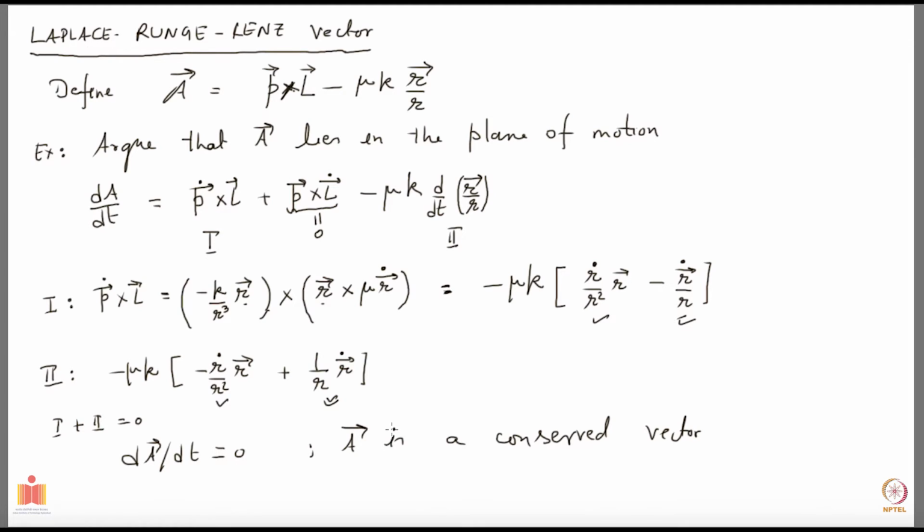Now you may think, okay, what's the magnitude of this vector A and where is this vector located? Of course it's going to be fixed in space and not change with time because this is conserved. And you would like to know where that vector A is located and what its length is. Okay, that's what we want to take up next.